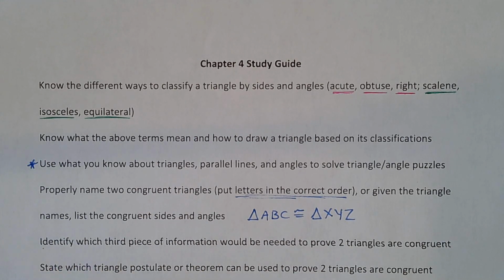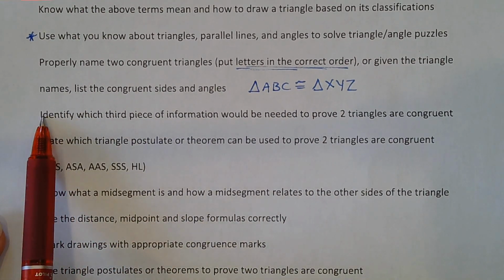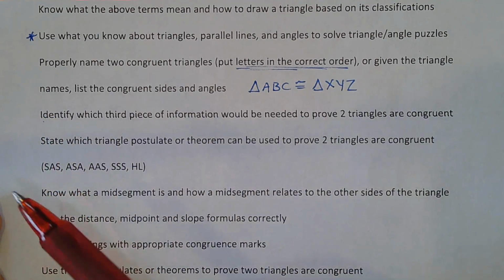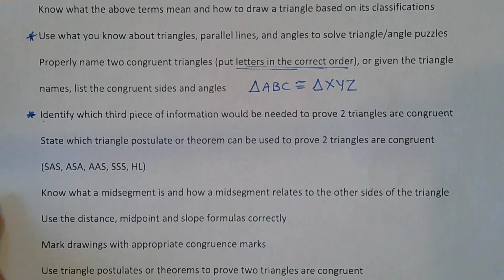All right, another one here. Move this up. Identify which third piece of information would be needed to prove two triangles are congruent. You guys did pretty well with that on the worksheet. I am going to come back to that since I want to take a look at that worksheet.